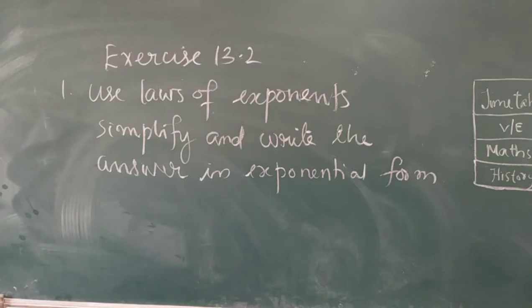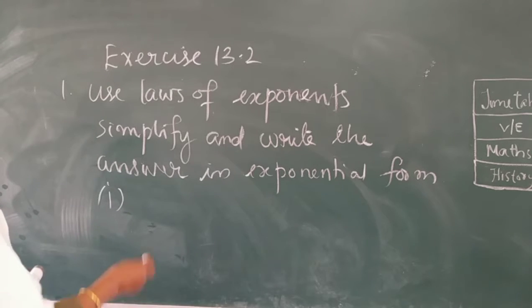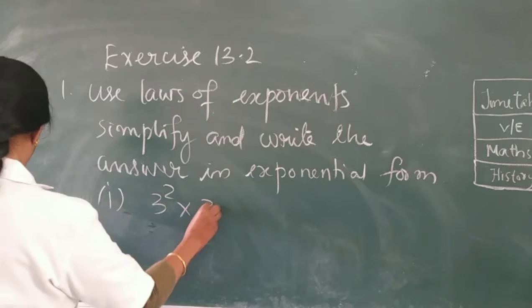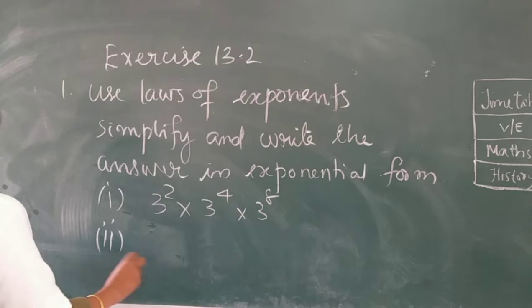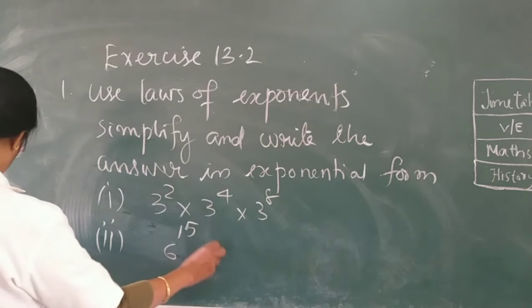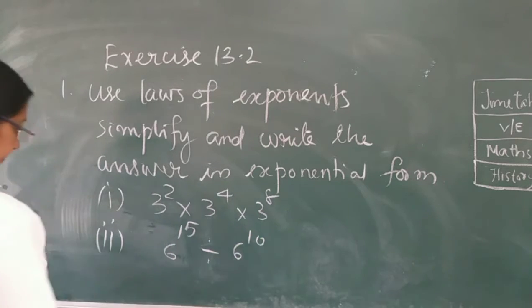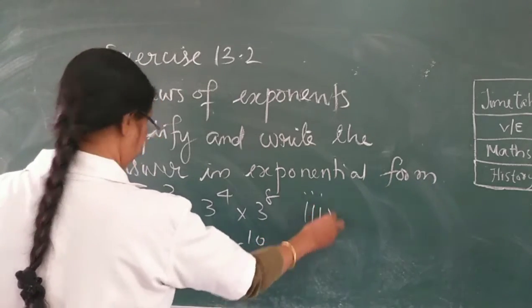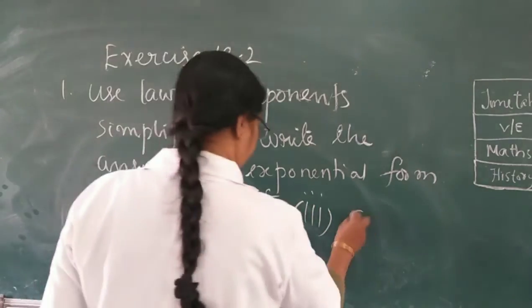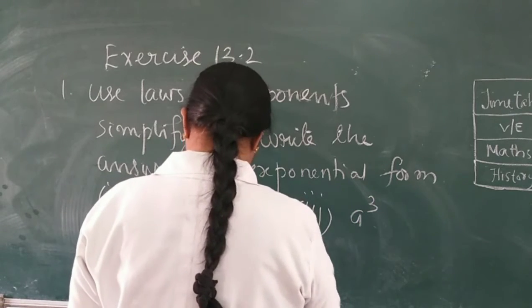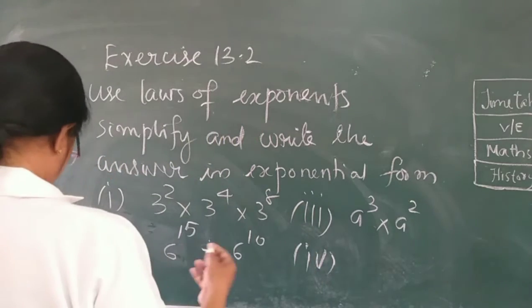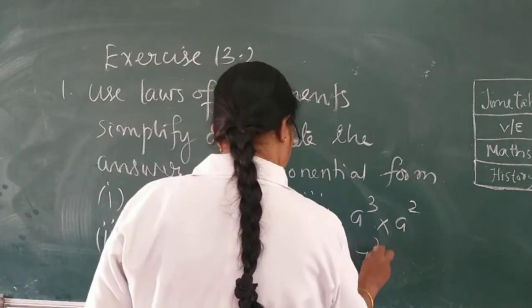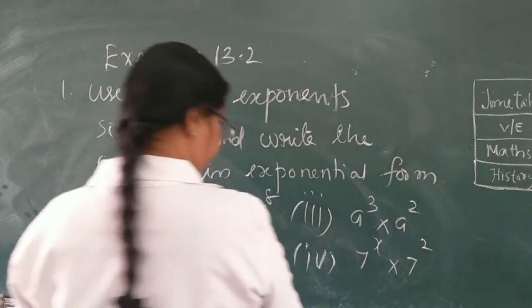See questions. 1. 3 raised to 2, that is 3 square, into 3 raised to 4 into 3 raised to 8. Now second question. 6 raised to 15 divided by 6 raised to 10. Now third question. a cube into a square. Now fourth question. 7 raised to x into 7 raised to 2.